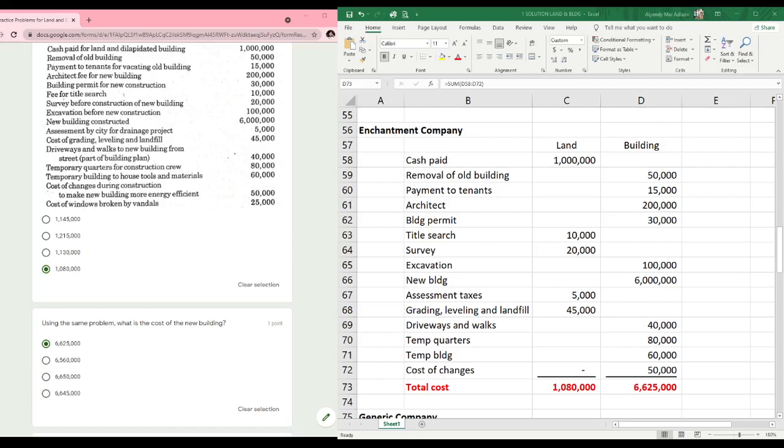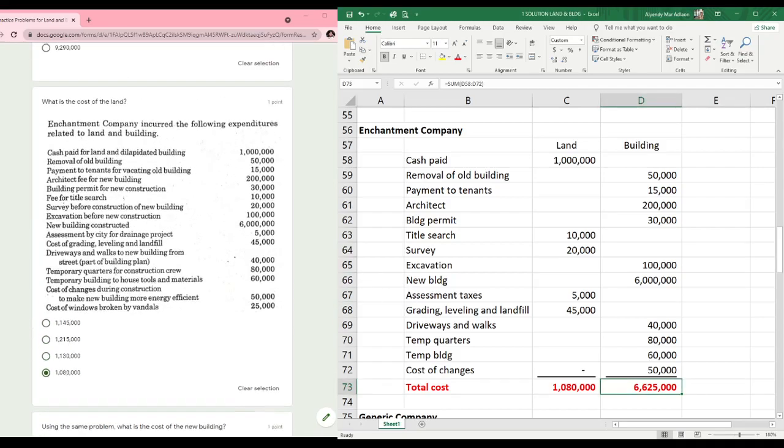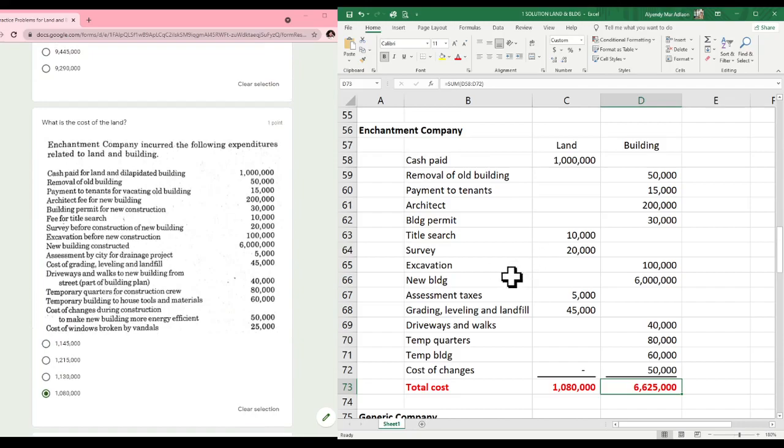Hello, I'm sorry. It was muted again, so I'm going to discuss again the Enchantment Company. The question is how much is the cost of the land and how much is the cost of the building? So for the cash paid for land and dilapidated building, 1 million, it goes to the land because the fair value of the dilapidated building was not mentioned. Okay, so you give it all to the land.